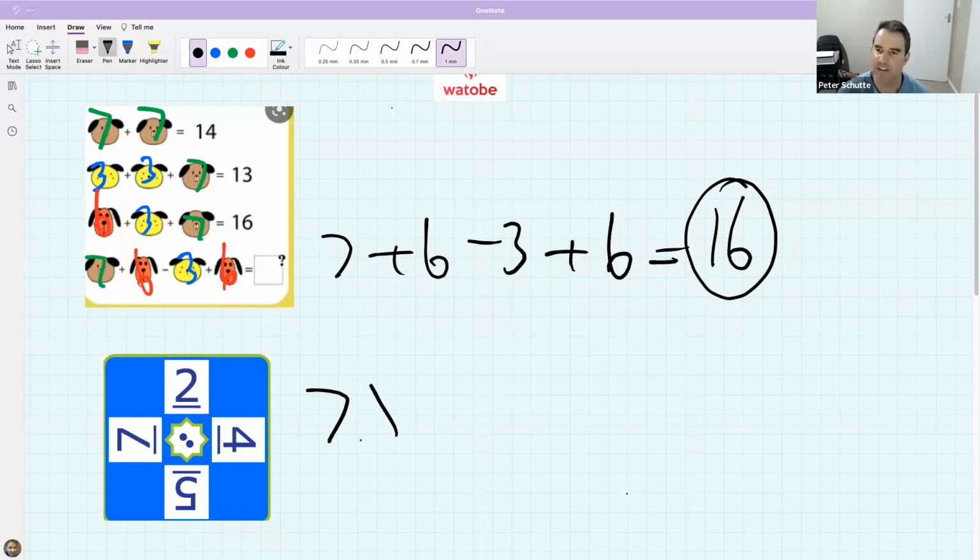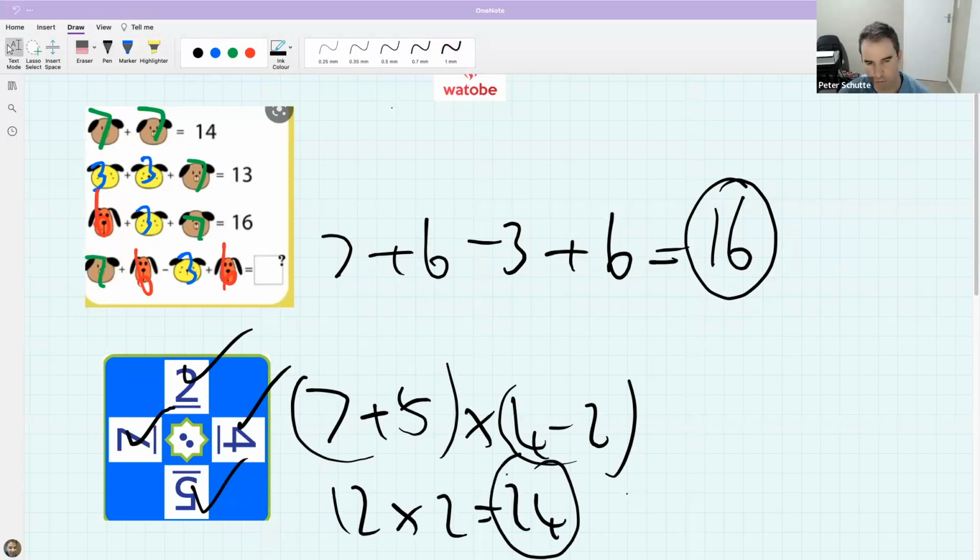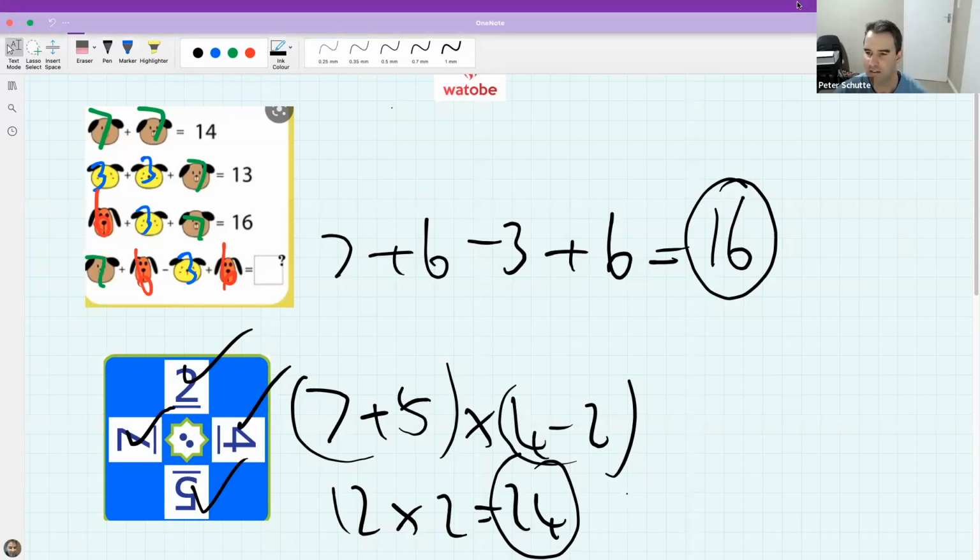So iPhone, 7 plus 5, 7 plus 5 times 4 minus 2. Does that work? So there's a 4 and there's a 2, 7. And so that's 12 times 2, which is 24. Yes. I agree, iPhone. You have cracked the case. Well done.